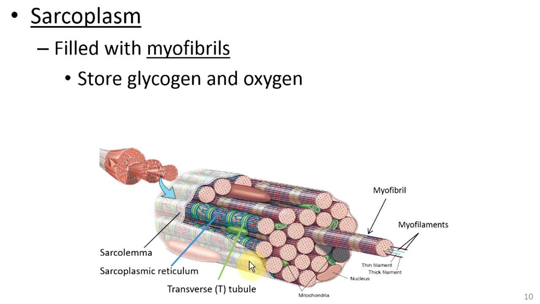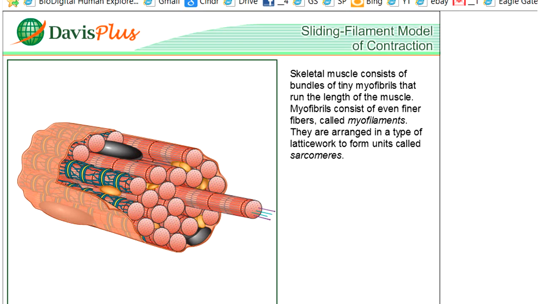They store glycogen and they store oxygen, because the muscle needs glycogen for an energy source and needs oxygen for normal metabolism.